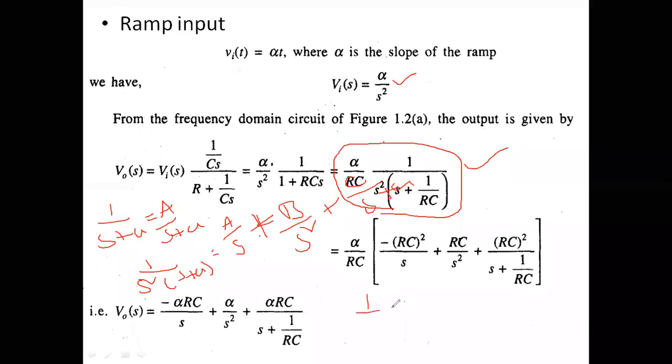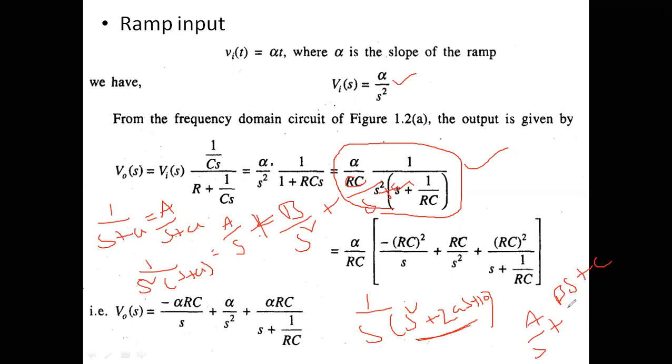The third form is 1 by s into s square plus 2 as plus some constant. That means this is an expression like ax plus x square plus y plus c. If you have it in this form, for s you may write a by s, and for the polynomial expression you may write bs plus c divided by that expression, s square plus that expression. Like that you have three models for the partial fractions.